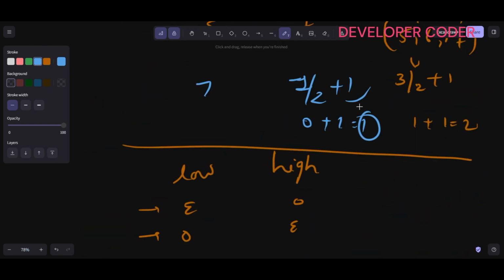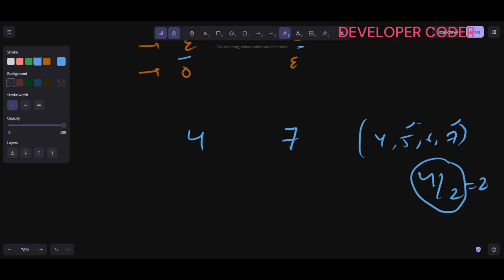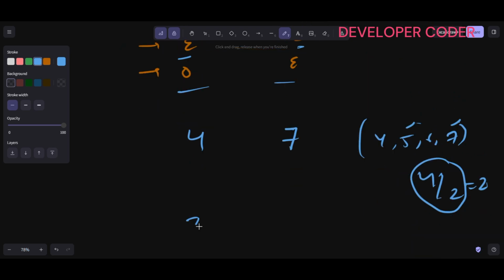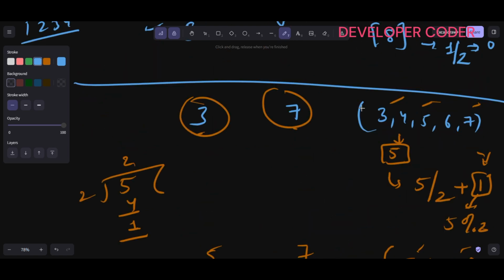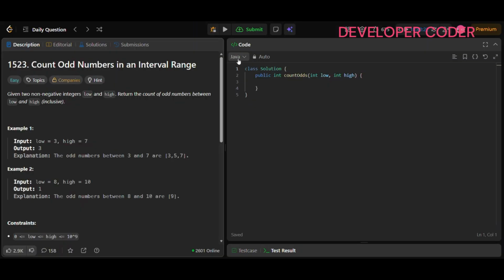Now let's take this even and odd. Let's say 4 and 7. In this case 4 5 6 7, if you notice, we just have to divide it by 2. You can take any other example, or let's say odd and then even, 3 and 6, 3 4 5 6. In this case also it is valid. Only when both are odd do I have to do plus 1, otherwise I have to just divide it by 2. This is my observation, so let's write the code.